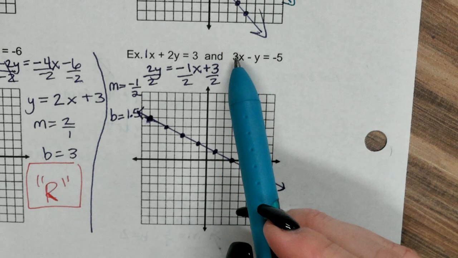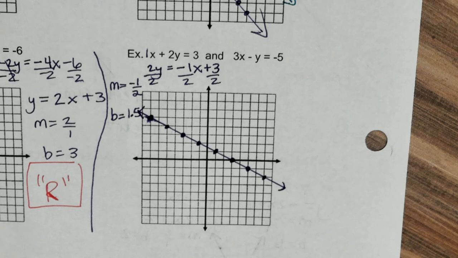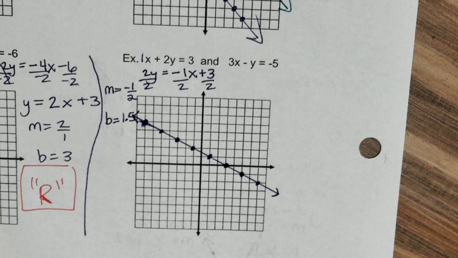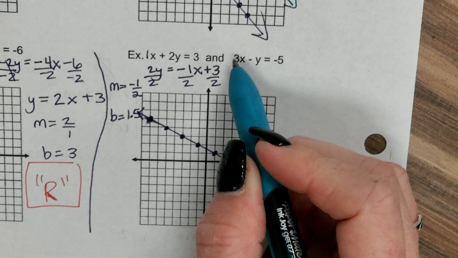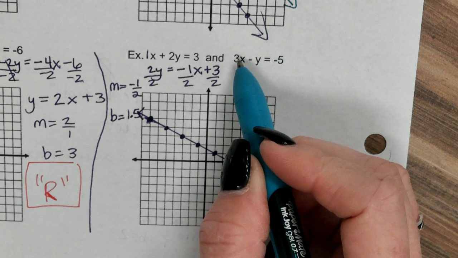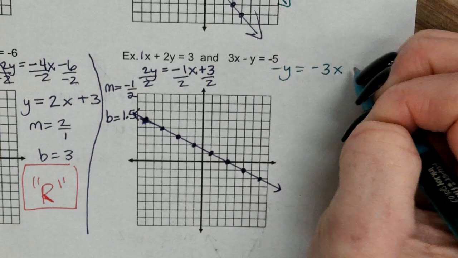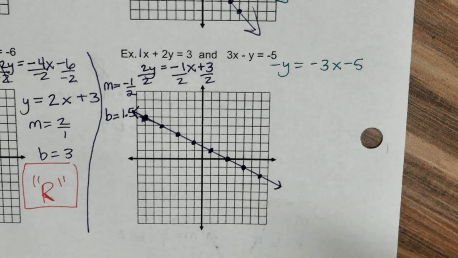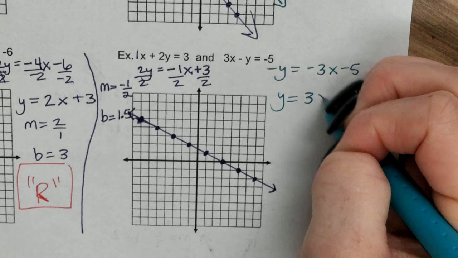Rearrange. What am I going to get rid of first? Do I need to slow down? Are we good over here? Yes? Okay. All right, to rearrange this, what do I need to get rid of first? The 3x. How do I get rid of it? Minus. So I have negative y equals negative 3x minus 5, because that's a negative 5 right there. This is like having a coefficient of negative 1, so I divide everything by negative 1, which changes the sign. So I have y equals 3x plus 5.